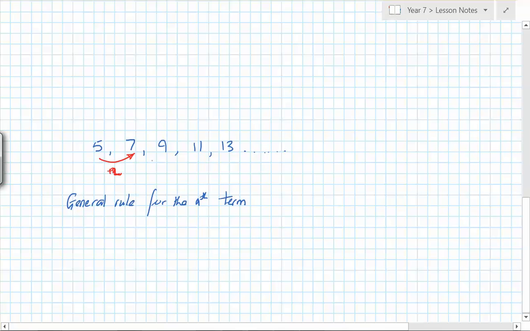So we know it's always plus 2. So that gives us our clue that the rule will start with 2n, because it's always plus 2. Remember, the plus 2 means that's what goes before the n. Easy enough?